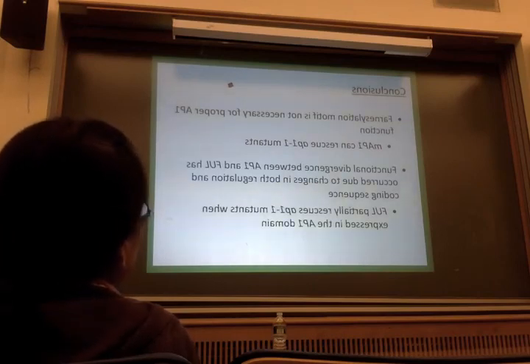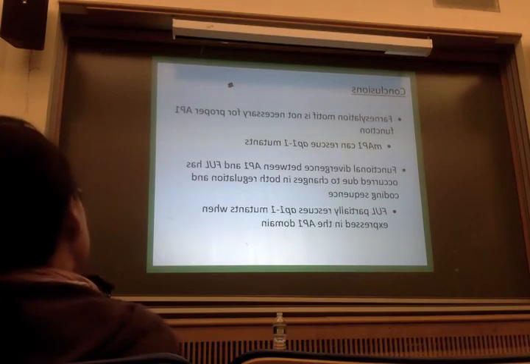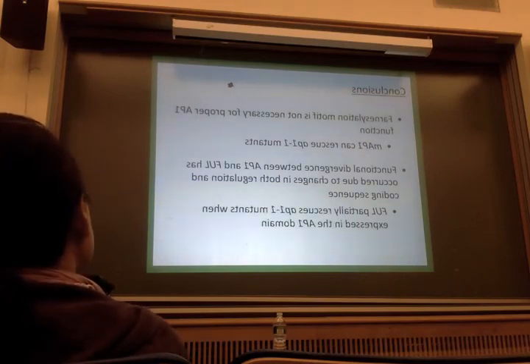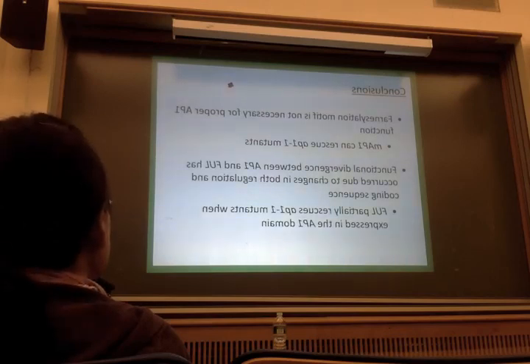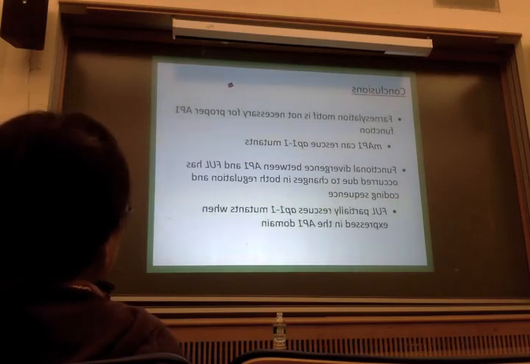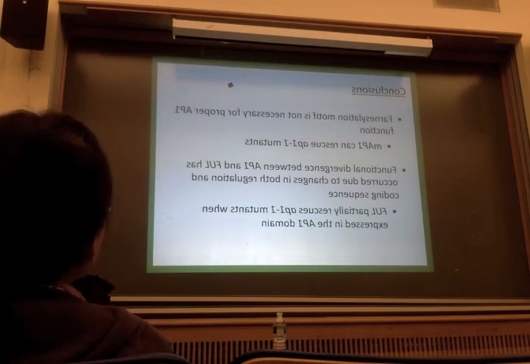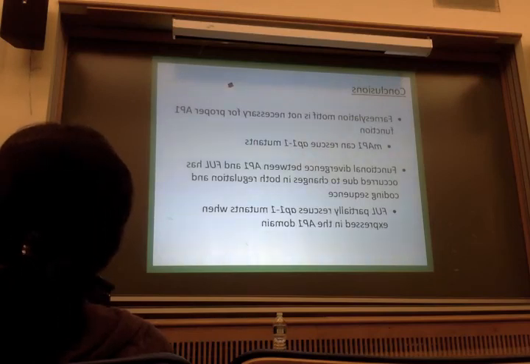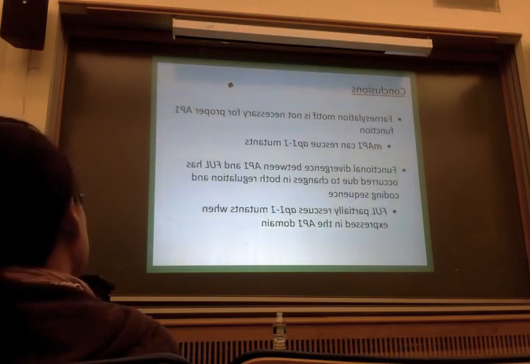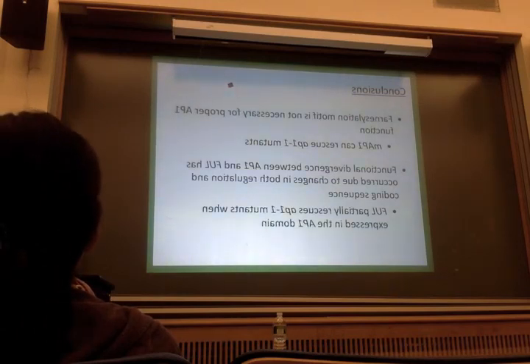So what does all of that mean? The farnesylation motif in the AP1 protein is not necessary for proper AP1 function, because the mutant AP1 protein that we mutated, where the farnesylation doesn't happen, can rescue these AP1 mutants. So that shows that it's not really doing anything very necessary for protein function. And it looks like the functional divergence between AP1 and full has occurred due to changes both in regulation and in the coding sequence, because full can only partially rescue AP1 mutants when it's expressed in the AP1 domain. So when we put it in the same place where AP1 normally is, it can partially substitute for it, but it still can't make petals. So something in the coding sequence is still different and changing the function.